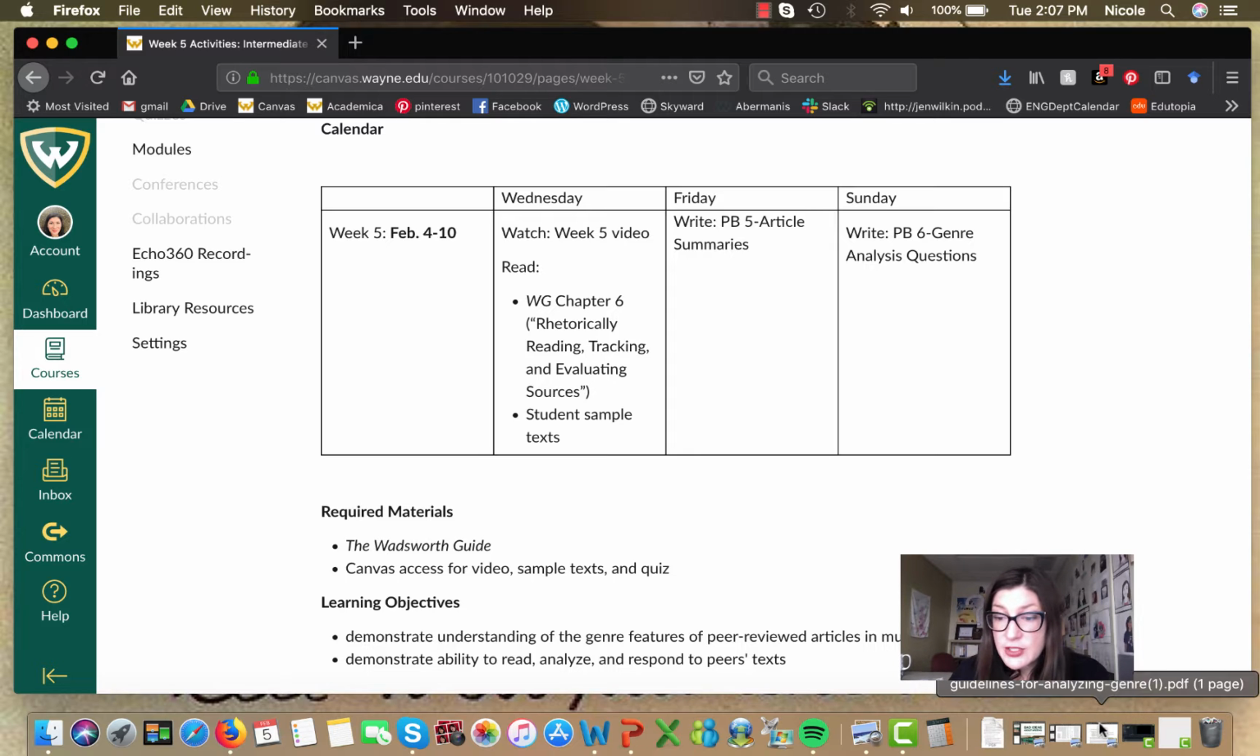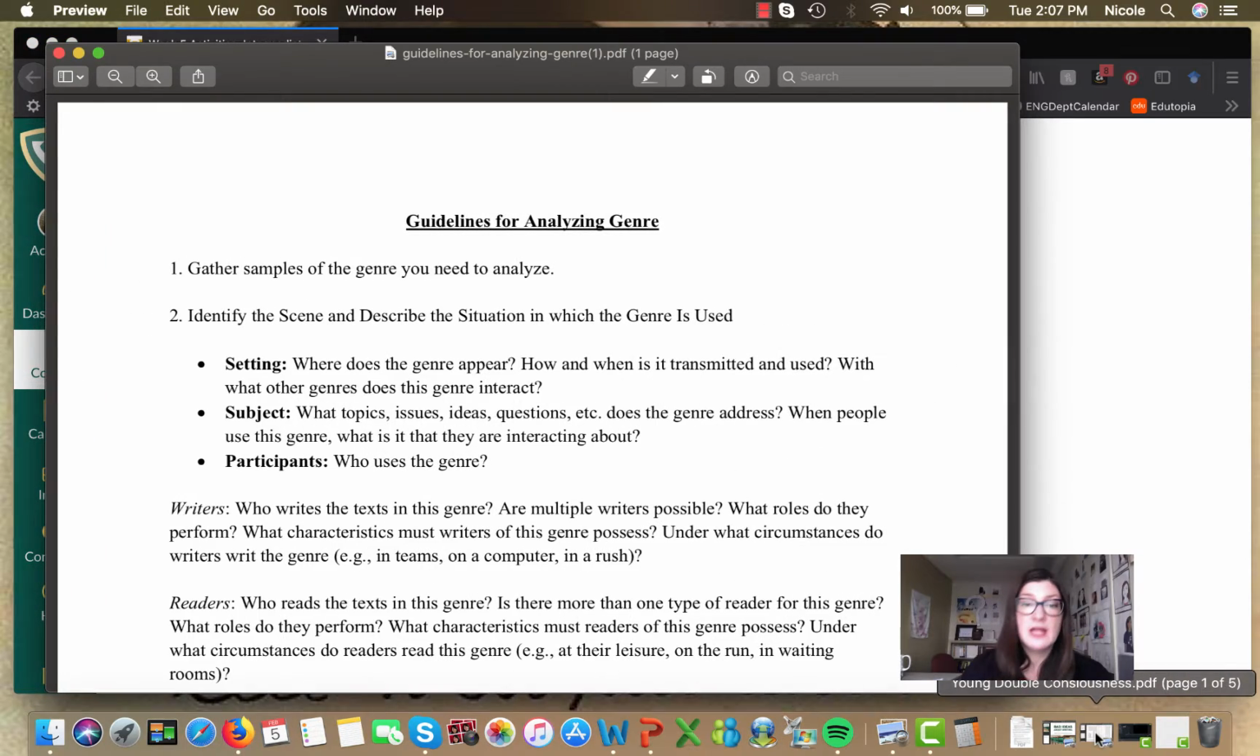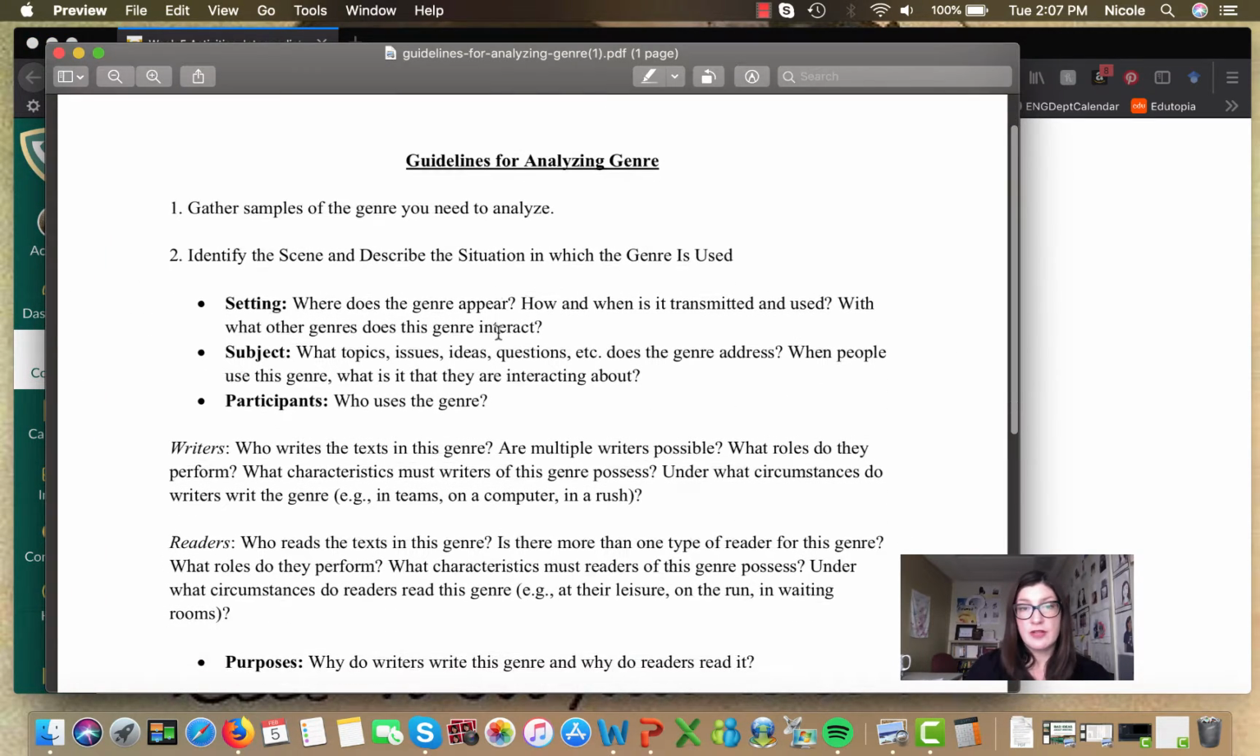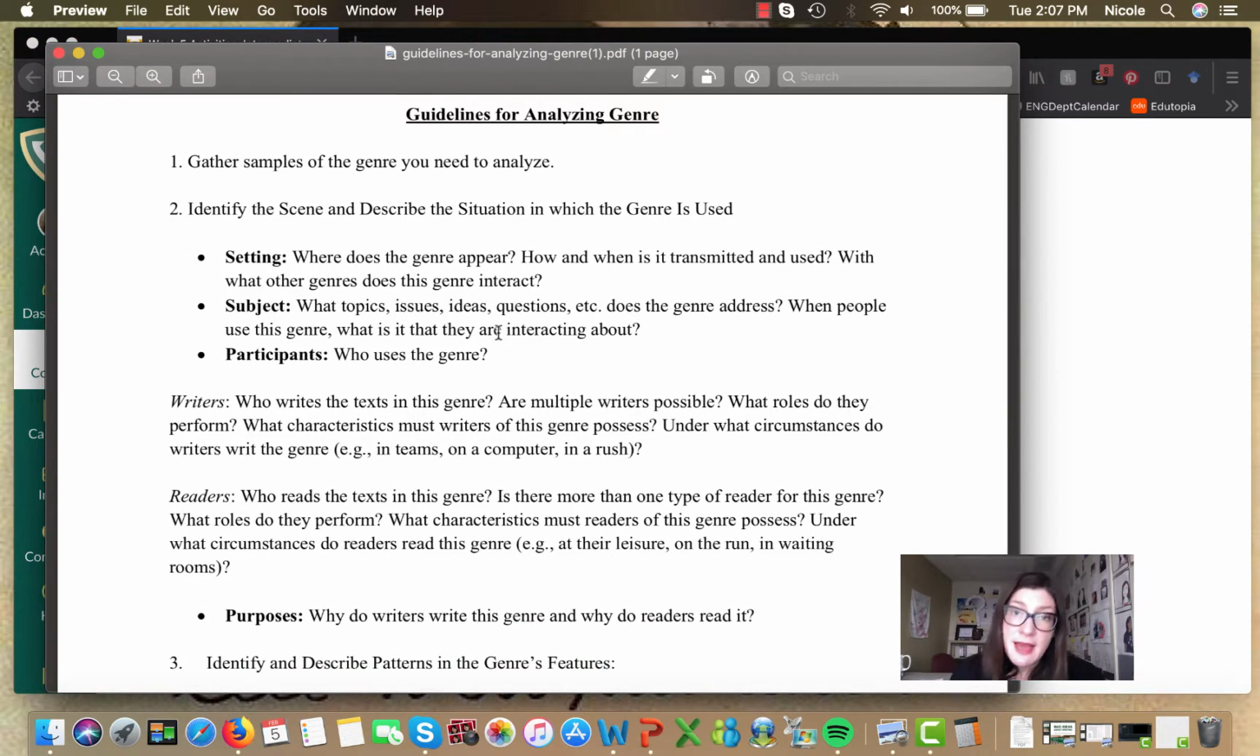Now, I did want to talk to you guys for a minute about the guidelines for analyzing genres. So this is a PDF that is embedded in the PB6 assignment. These are the questions I want you to answer, or rather the prompts I want you to address. In the assignment, I call it a heuristic, which is a word we've talked about before. It's a piece of Lexis from my discourse community of comp studies. And it means a series of questions to help you think through an issue or a problem.